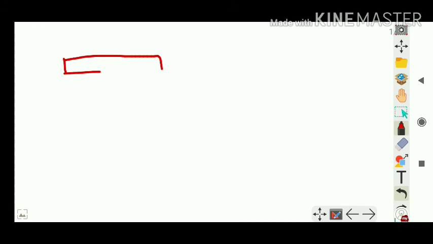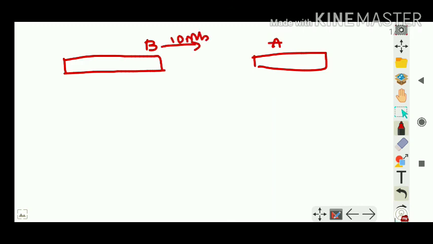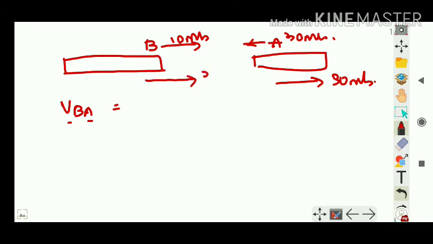Suppose this is a train, let's say it is B, and there is another train A, right? Now B is moving in this direction at 10 meter per second, and A is moving with 30 meter per second. And you are asked what is VBA, that is, the velocity of B with respect to A. So what would I do? I will make A into 0 by putting 30 meter per second in this direction. If I am putting 30 meter per second in this direction, it should be added in B also. So what is VBA?